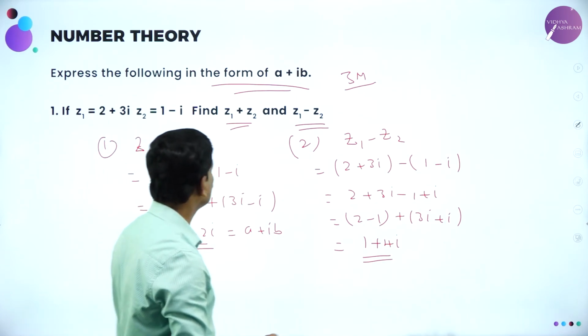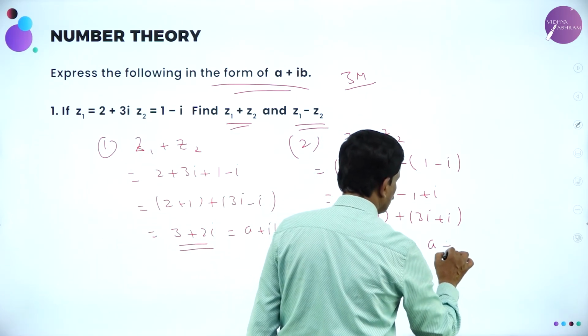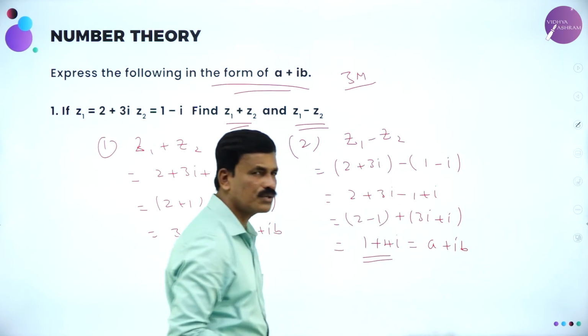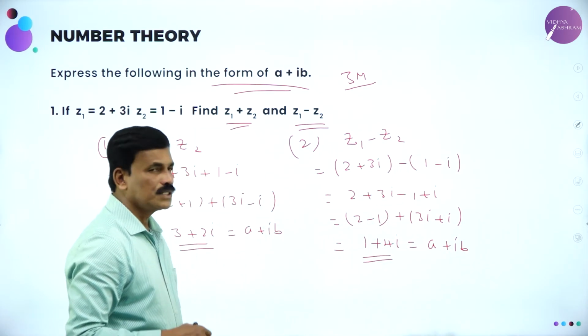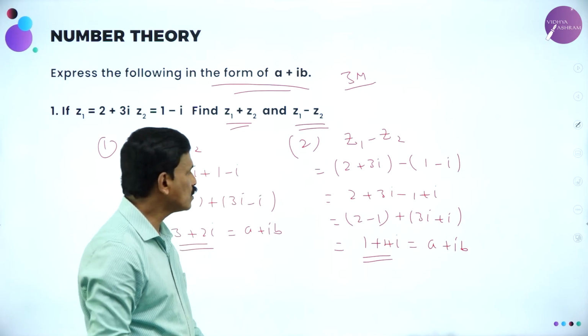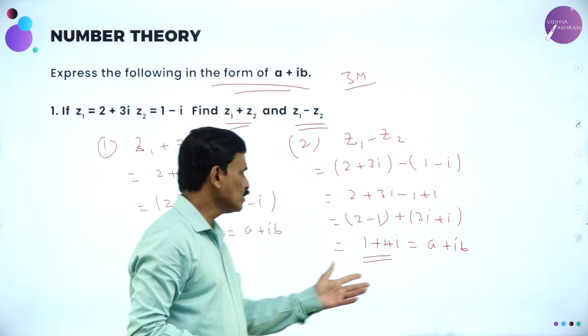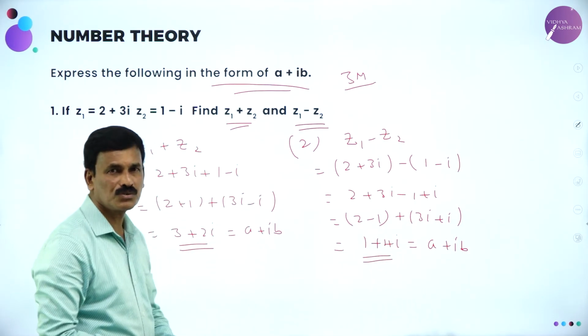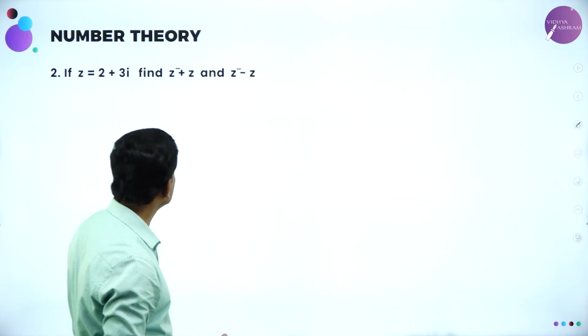Again, this is of the form a plus ib, where a is equal to 1, b is equal to 4. Suppose if they ask to write the conjugate, it means 1 minus 4i. For the first one, the conjugate is 3 minus 2i. That's it. Okay. Now, let us take the next problem.